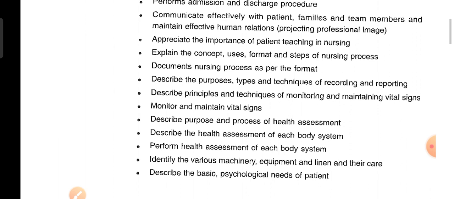Next, document the nursing process as per the format. When you are taking the history from the patient, documenting is nothing but writing it completely with your pen. It's clear, na? Like if you go to the hospital, the sisters will be there, no? They will take the history from you, and whatever they do on you, they will write each and every thing.